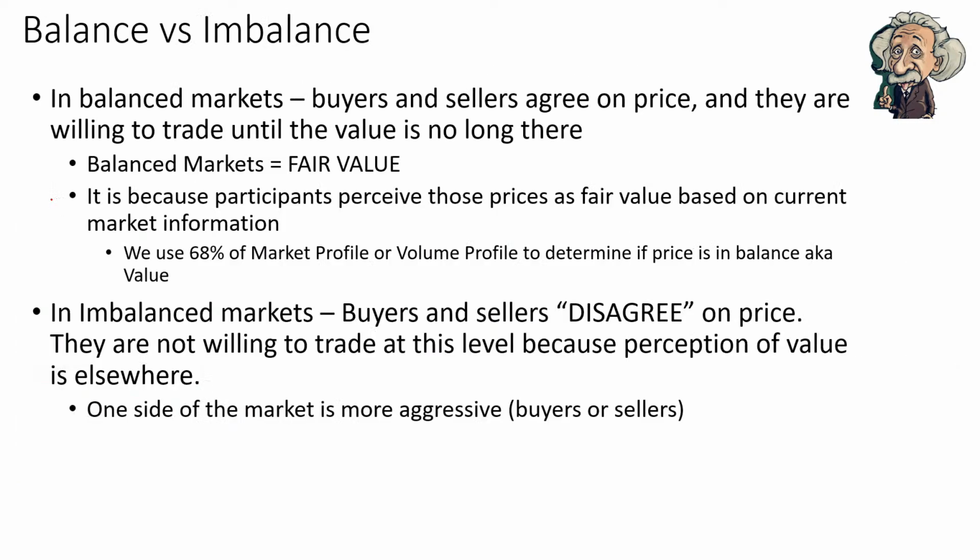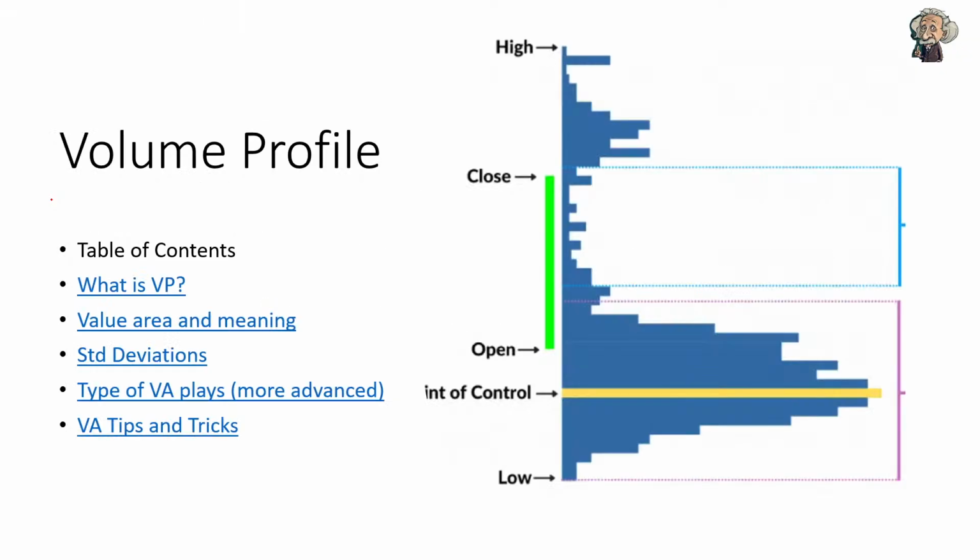So I think we covered this, right? Buyers and sellers agree on price. That's the fair value. And when they disagree on the price, that's an imbalance, or price discovery occurs. So any questions so far? We're about 26 minutes in on the class. Any questions on market auction? No, very good.